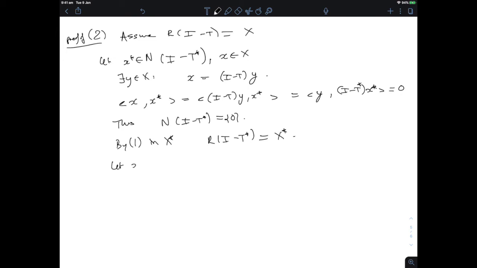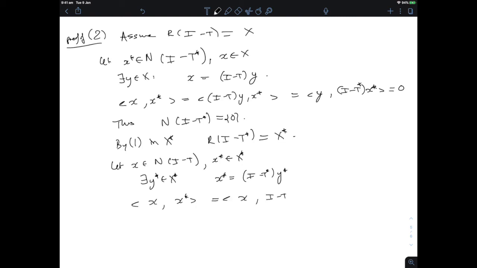Now, take an x in the null space of I minus T, and we're going to somehow reverse the first part of that argument, and take an x star in capital X star. There exists a y star in X star such that x star is I minus T star of y star, because the range of I minus T star is the entire dual. And when I apply x to x star, then I'm really applying I minus T star of y star, and now you use the property of the adjoint, you get I minus T of x applied to y star, and I minus T of x has to be 0 because x is in the null space.